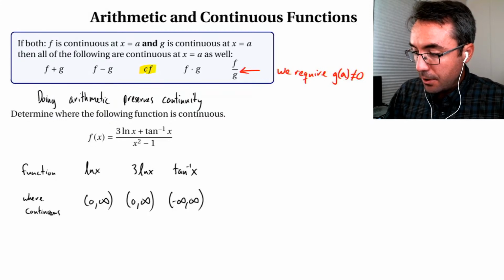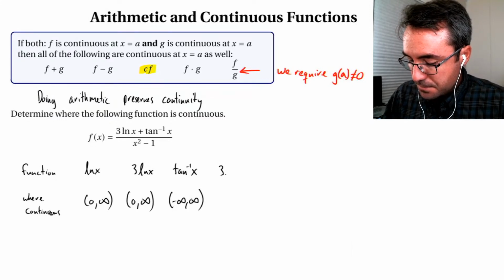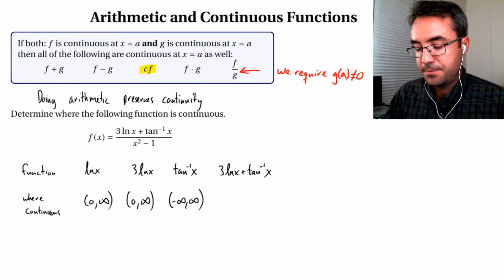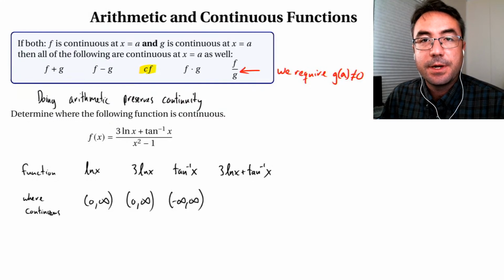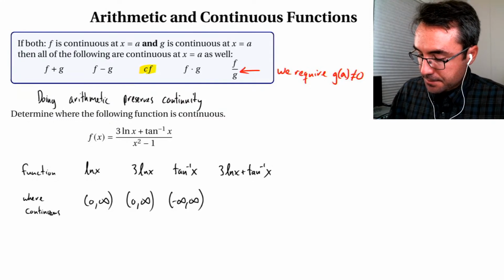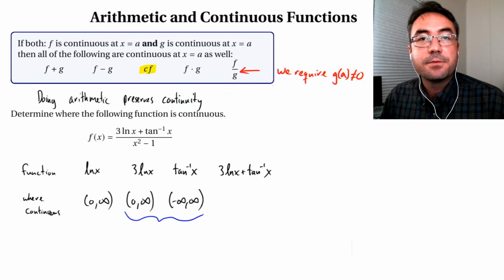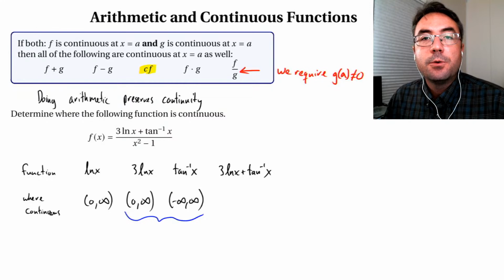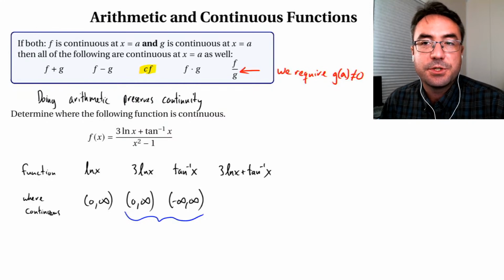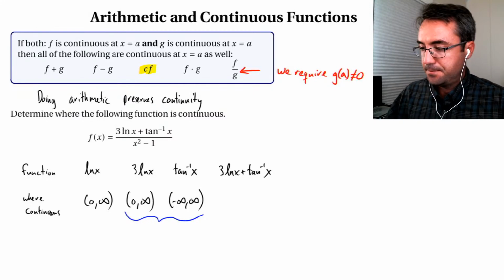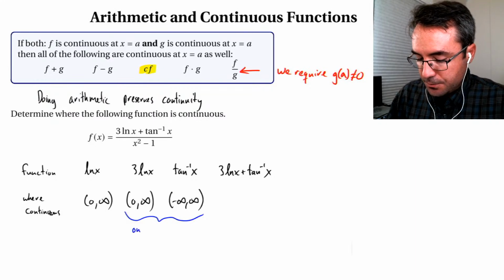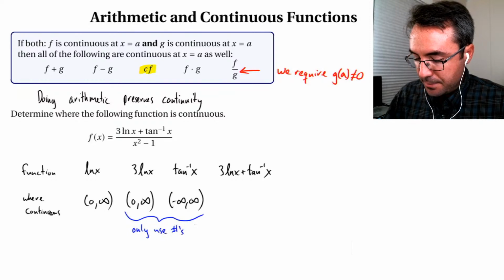And then to combine those, what are we doing? Well, we're adding them in this function. So that's how we're getting the numerator. And to find the interval of continuity for their sum, we have to go with the most restrictive interval. So we only use the numbers that appear in both of these intervals.